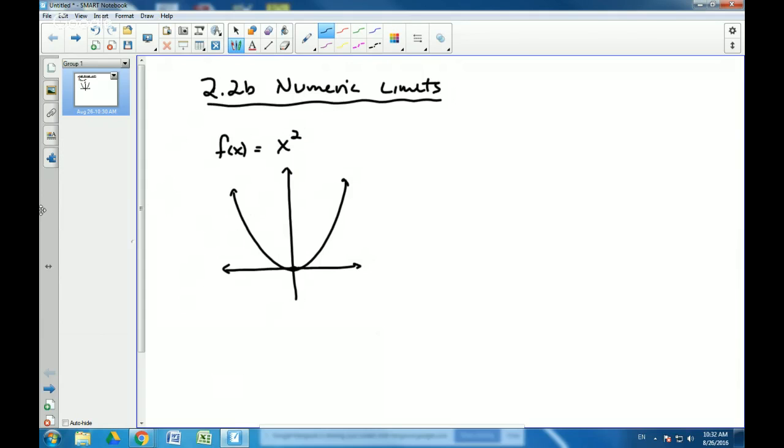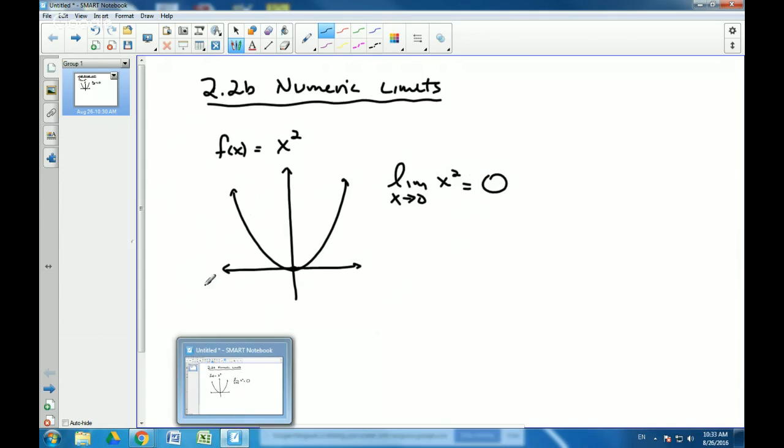Numeric limits become very useful when you can't look at a graph, the algebra is really impossible, and the other techniques don't work. So just graphically, what's the limit as x approaches 0? 0. This is not a trick question. I made it easy for a reason. So right there, correct? X is going to 0, the y value is 0.